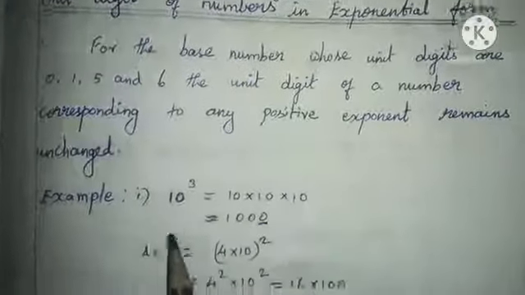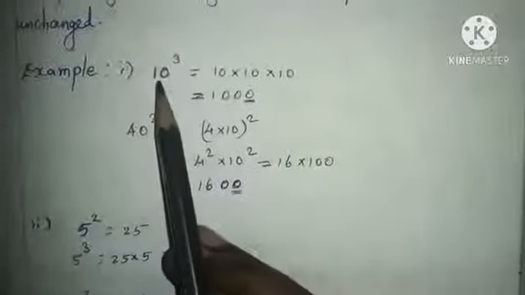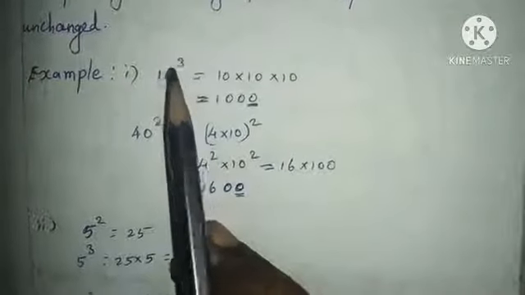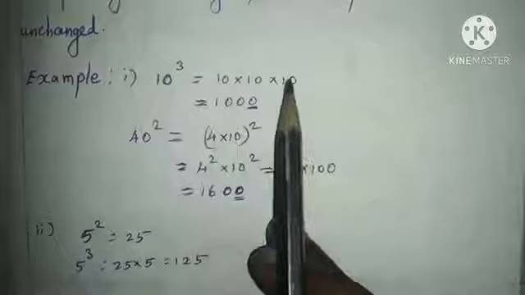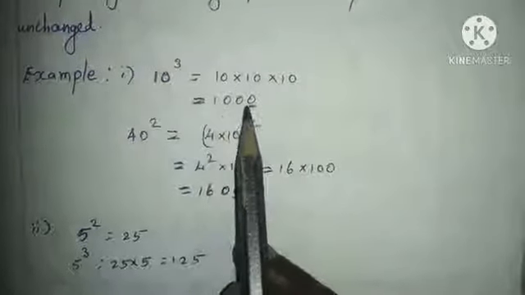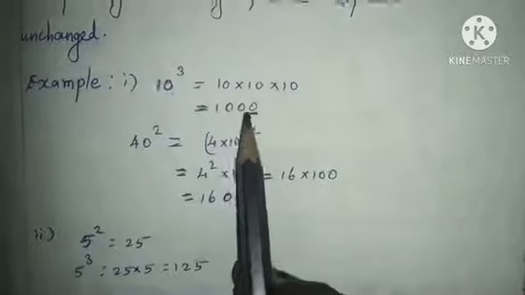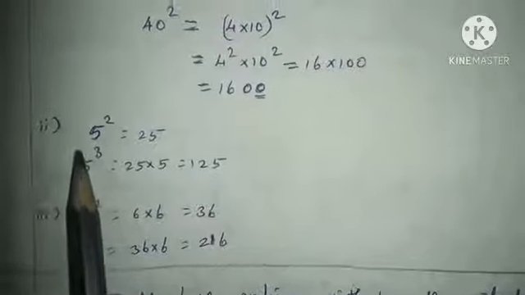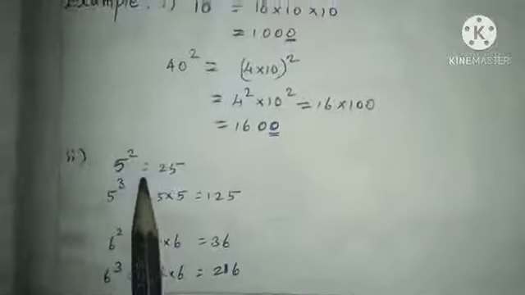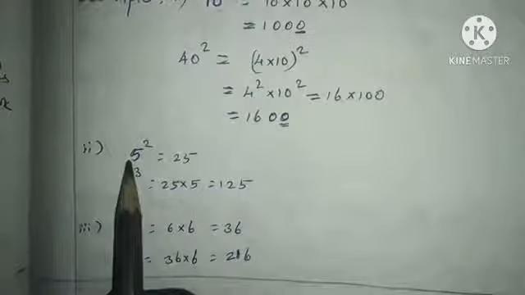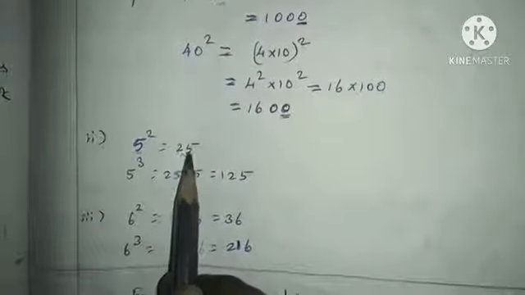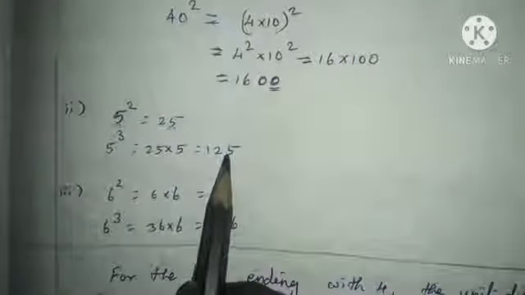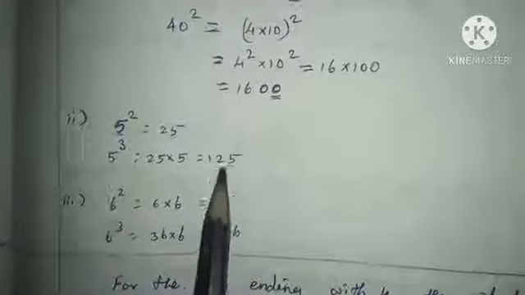For example, consider 10 cube. Here the unit digit is 0 with the positive exponent 3. When we multiply 10 into 10 into 10, we get the product as 1000. Here also the unit place is 0. In the same way, 5 square can be written as 5 into 5 is 25. Here also the unit place is 5. For 5 cube also we get the unit place as the same number 5.